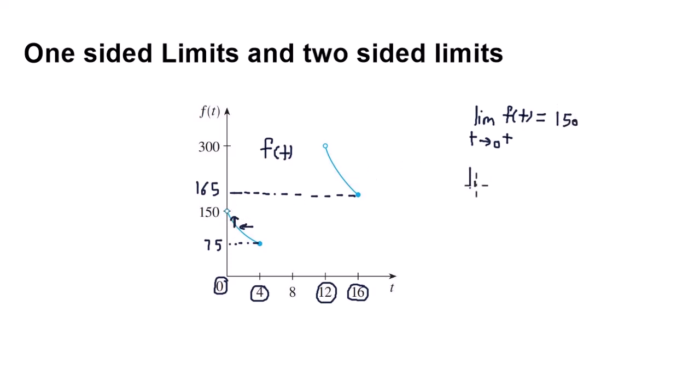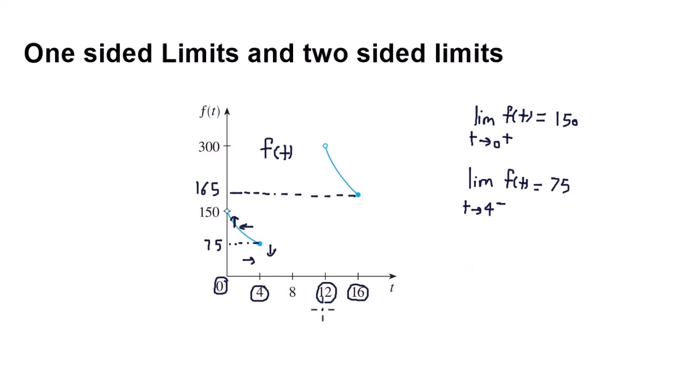And what's the limit of f of t as t approaches 4 from the left? And we don't have a right limit at 4. When we get closer and closer to 4 from the left, we get closer and closer to 75 from above.